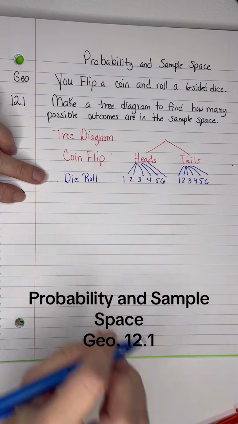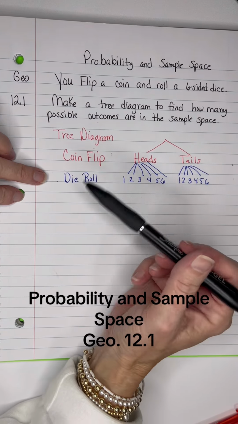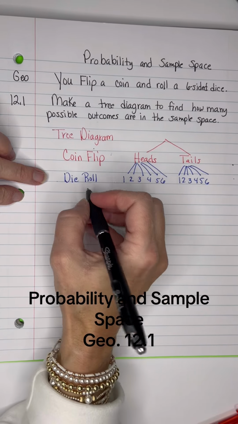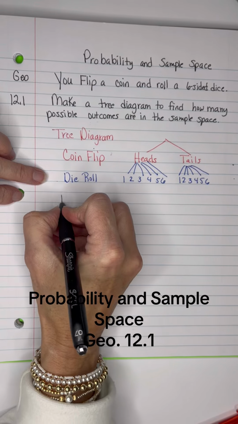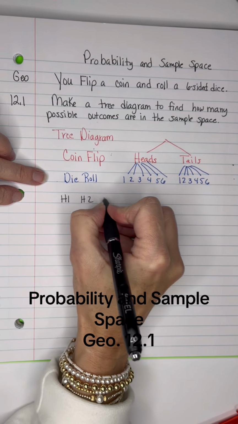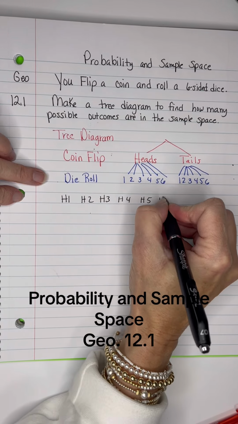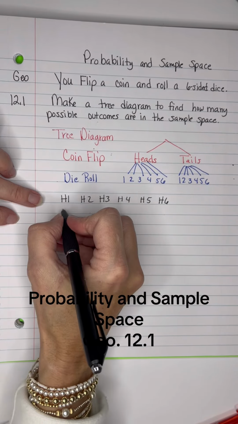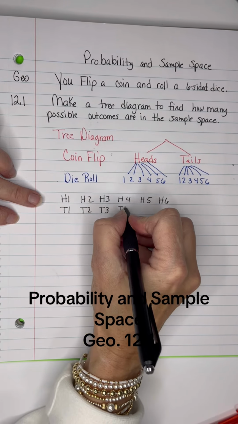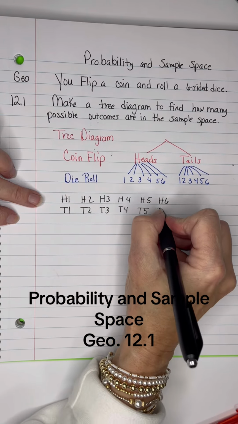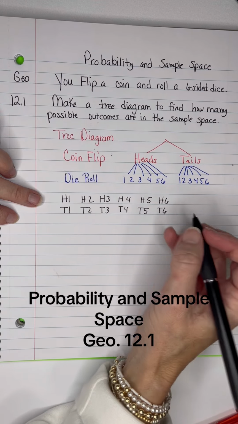So how many possible ways could I roll the die and flip the coin? I'm just going to use H for heads and T for tails. I could get a heads with 1, heads with 2, heads with 3, heads with 4, heads with 5, or heads with 6. I could also get tails with 1, tails with 2, tails with 3, tails with 4, tails with 5, and tails with 6. So there are 12 possible outcomes.